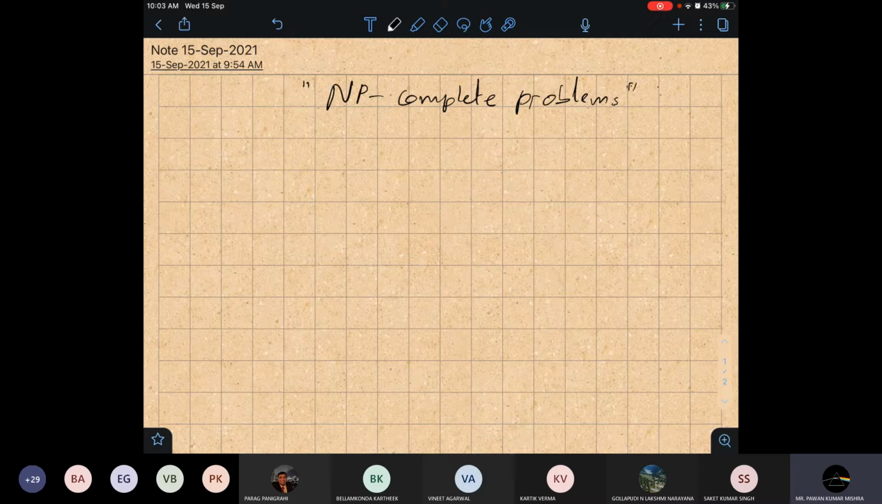So, NP complete problems. What is the naive definition of NP complete problems? I'm not going into the mathematical definitions. The naive idea is that these problems cannot be solved in polynomial time, so they require something like exponential time. If an NP complete problem is given, then we need exponential time to solve it.